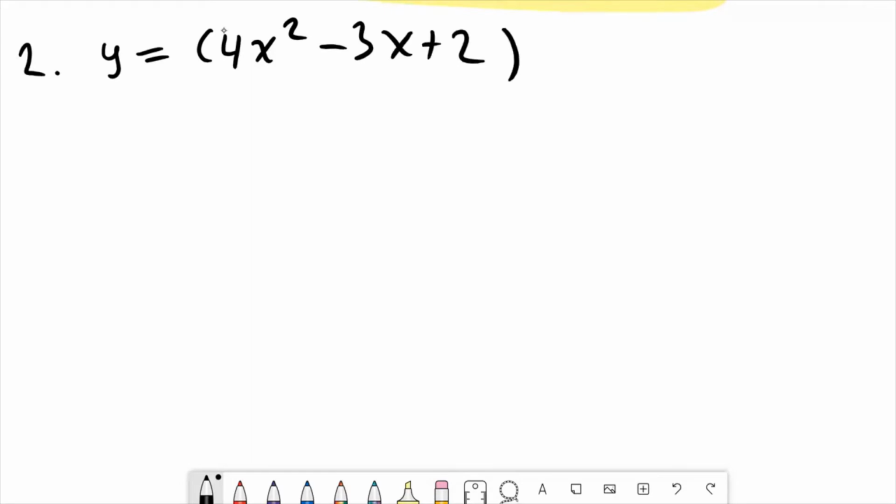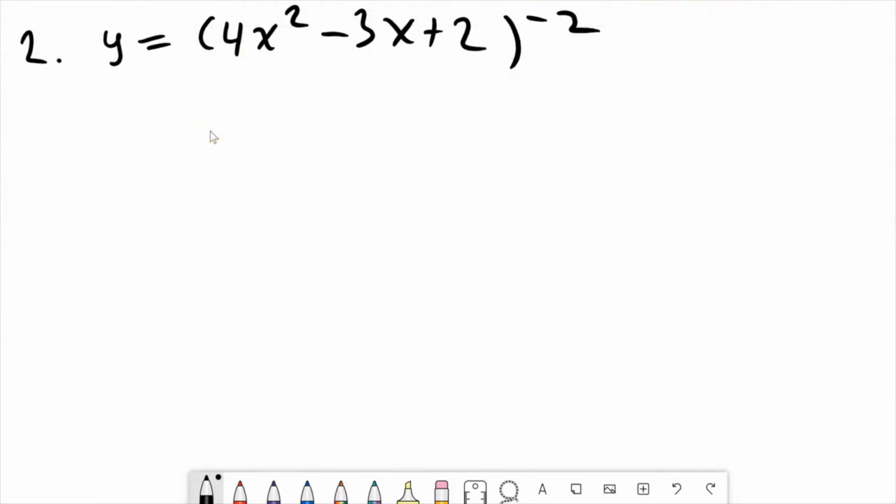Let's continue. Question 2. I want to find the derivative, given y is 4x squared minus 3x plus 2, all raised to the minus 2 power. And from this point on, if you feel like you can speed up ahead of me, I encourage you to do so, because I'm going to take an approach that is very slow, like what I did with the last one.